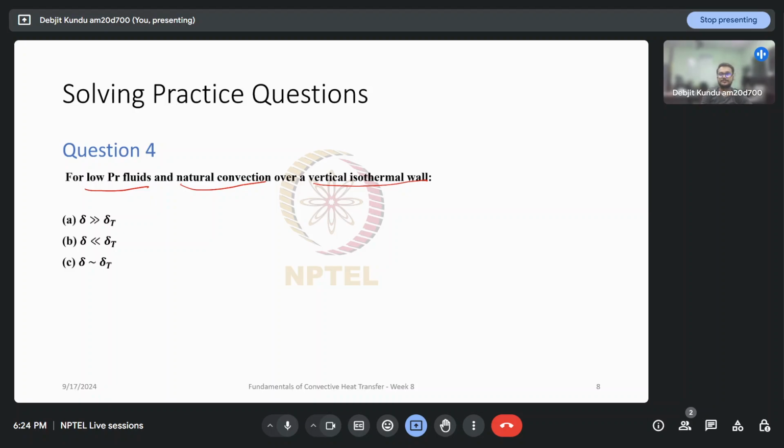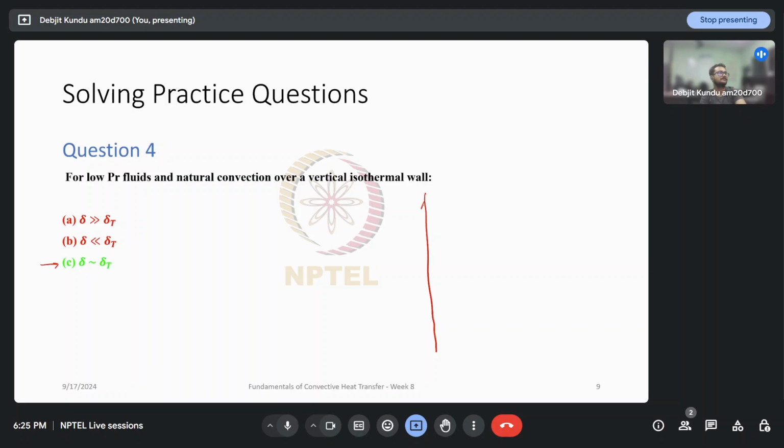So in the previous question, we saw that for high Prandtl number, delta is much, much greater than delta t. So it might be natural to expect that delta should be much, much less than delta t for very low Prandtl number fluids, but it's not the case. Actually, the correct answer is option C, that delta is proportional to delta t. And let's take a look at the reason behind that.